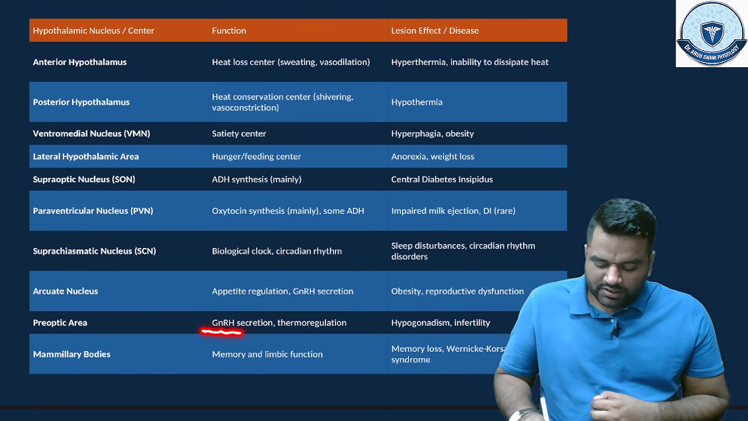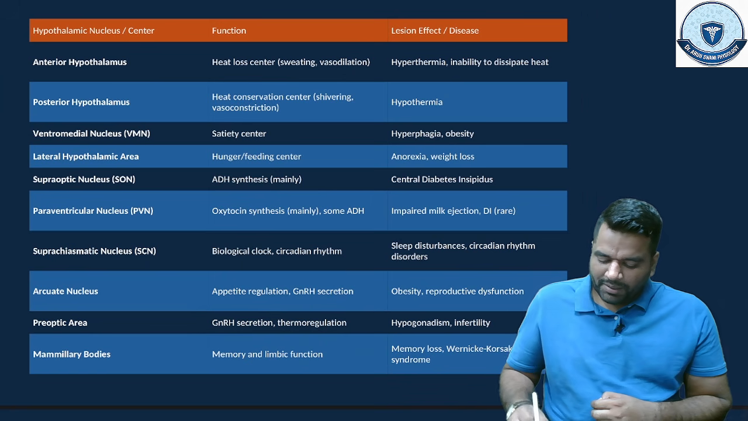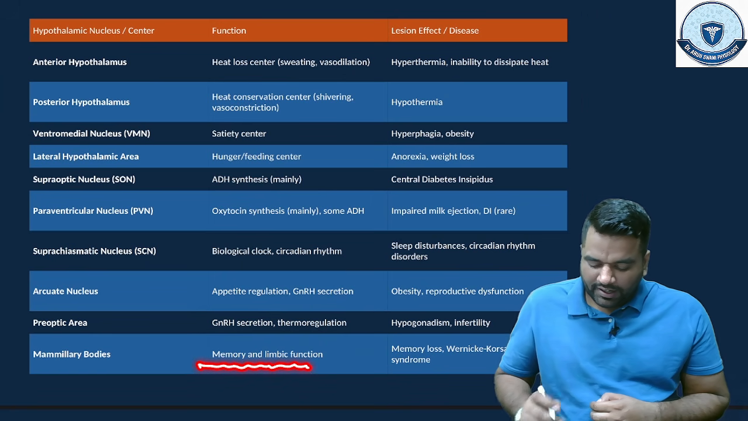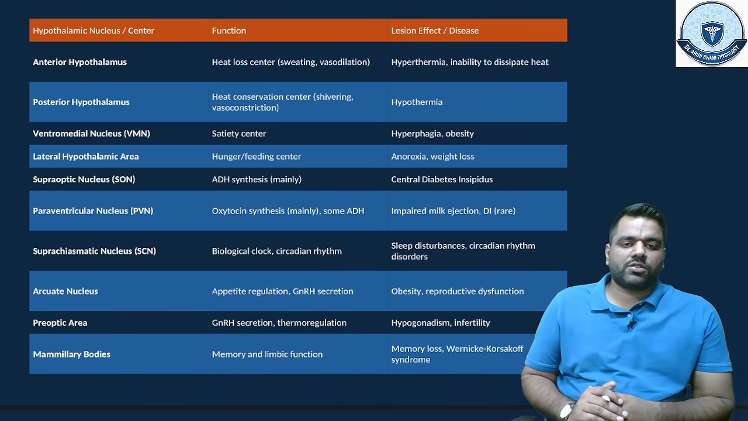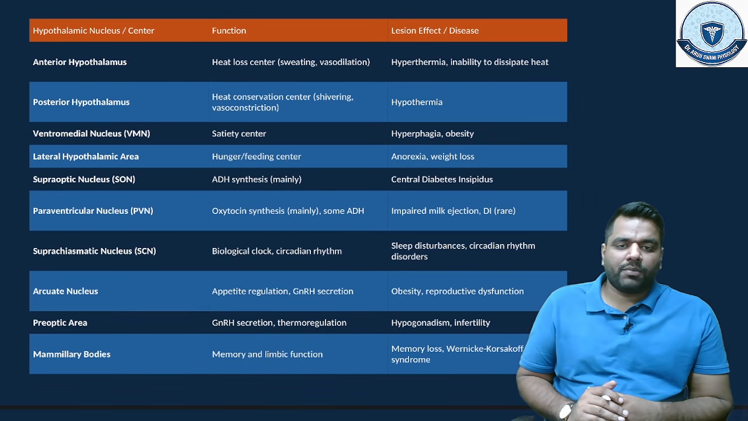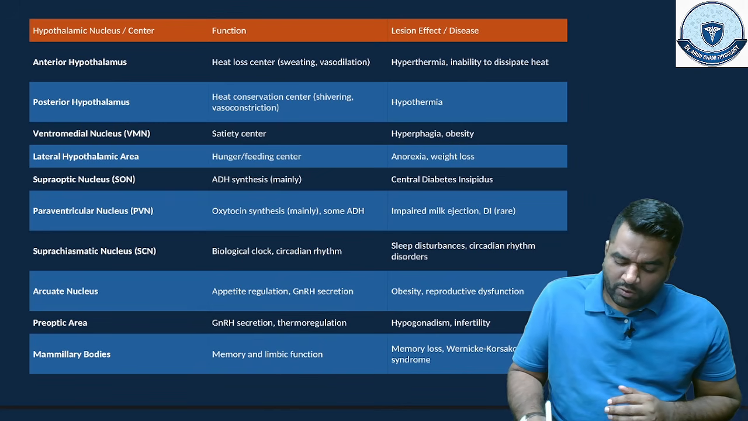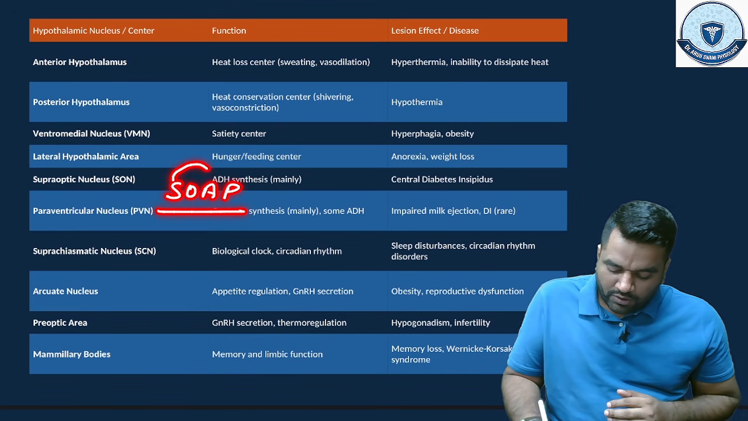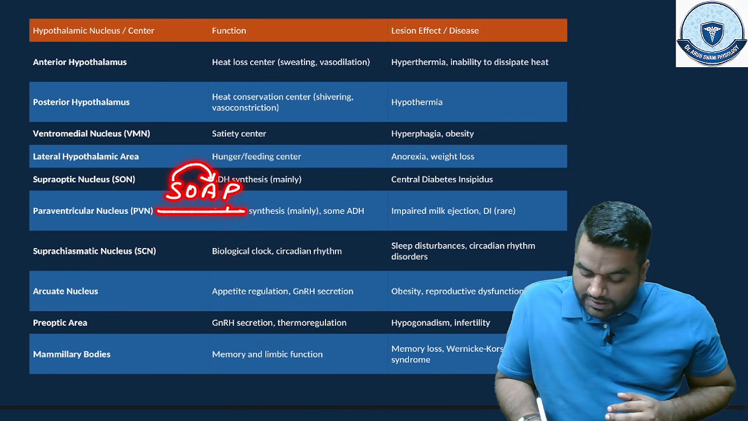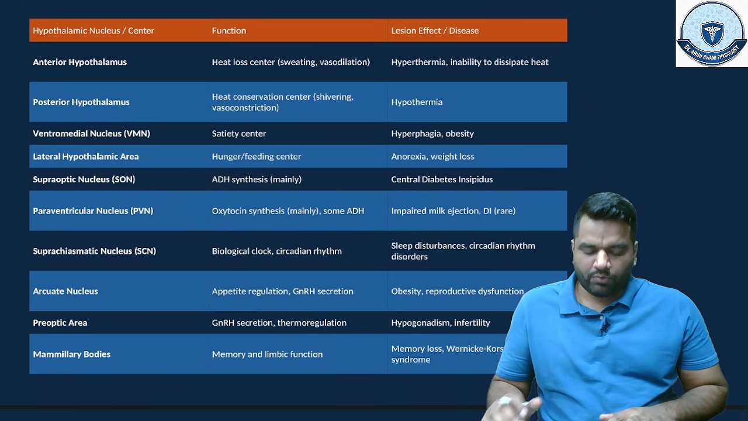Preoptic area, this is again for GnRH secretion and thermoregulation, and if this is lost, hypogonadism and infertility can occur. And mammillary bodies, this is for memory and limbic function, and if this is affected, memory loss and Wernicke-Korsakoff syndrome can occur. So these are the different hypothalamic nuclei which have to be remembered. One mnemonic I told you during the classes is SOAP. Supraoptic nucleus for the ADH, and paraventricular nucleus for the oxytocin. This is how you can easily remember, right?